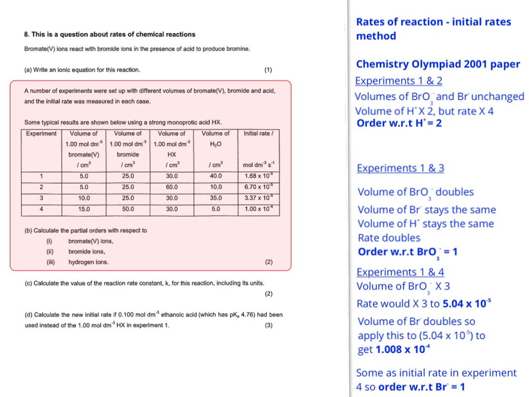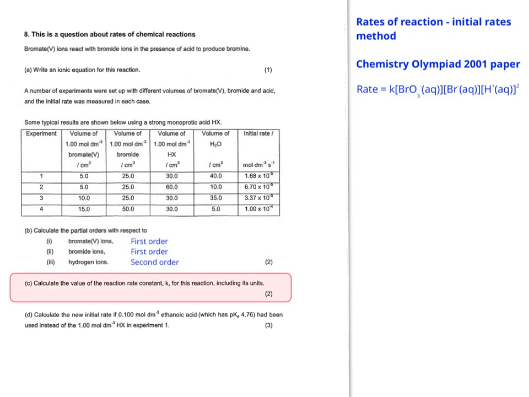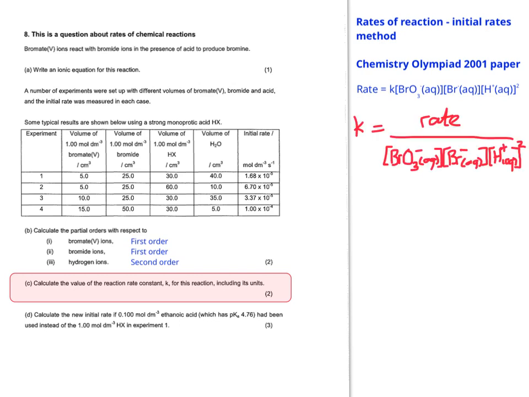So now what they want us to do is to calculate the rate constant for this reaction. So what they want you to do next is to calculate the value of the reaction rate constant for this reaction, including its units. So I've given you the rate equation, which will be easy to construct now that we know that bromate is first order, bromide is first order, and hydrogen ions are second order. So now all we have to do is choose one particular row and insert the values. So I'm going to go for experiment 1.